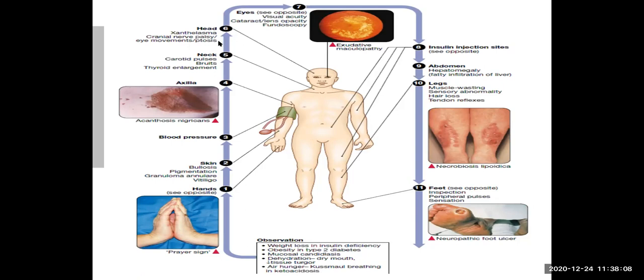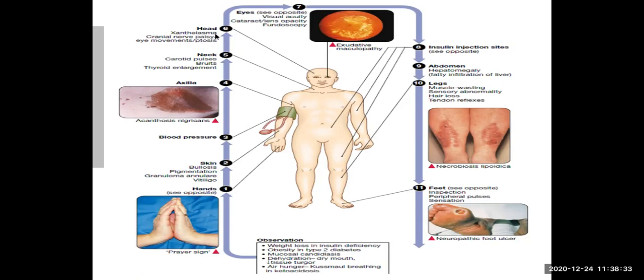Cranial nerve 3. Very good. Exactly. Cranial nerve 3, okay? Not 7. Many of the students are confused with facial nerve here. Facial nerve abnormality doesn't lead to ptosis. It is third cranial nerve, which, if it is involved or affected, then ptosis is happening.